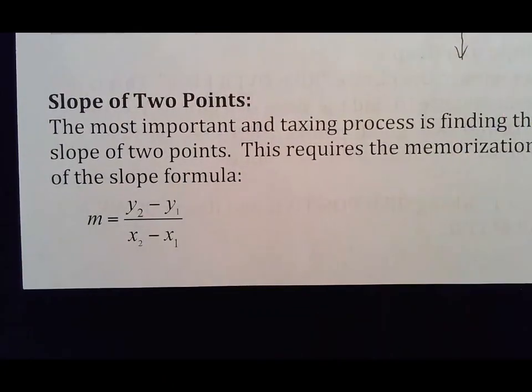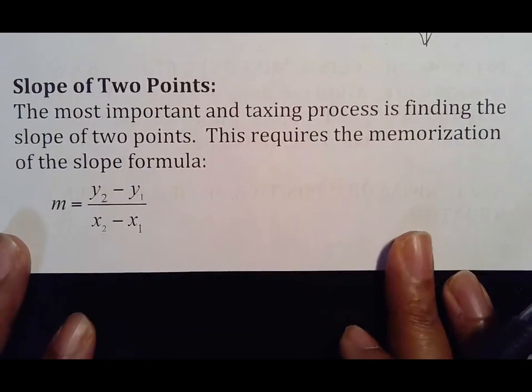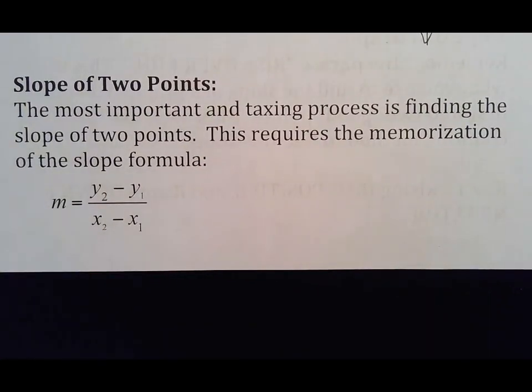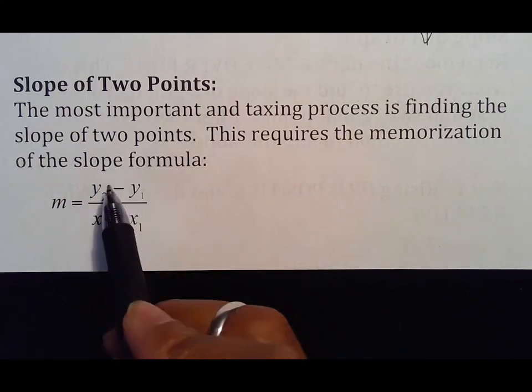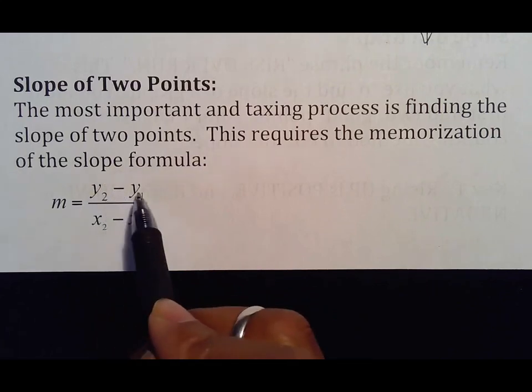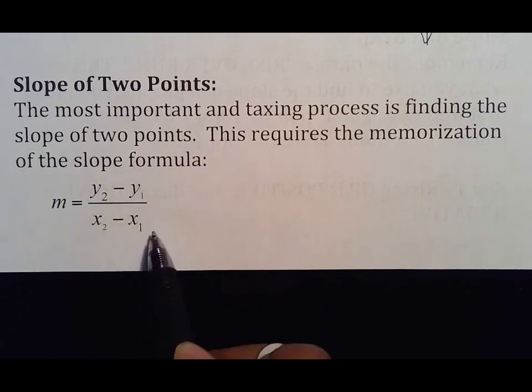Last thing is the slope of 2 points. Again, if you forget this formula, please make sure that you write this down because you're going to need it. The most important thing in this process is to find the slope of 2 points. It requires memorization of the slope formula. As I explain to my students every year, your Algebra 2 teacher is going to expect you to know this formula. And so you need to know it because I am now your Algebra 2 teacher, even though your teacher might not have told you that. It's the expectations that I teach with, so that is that. y2 minus y1 over x2 minus x1. Remember that means the second y minus the first y, over the second x minus the first x.